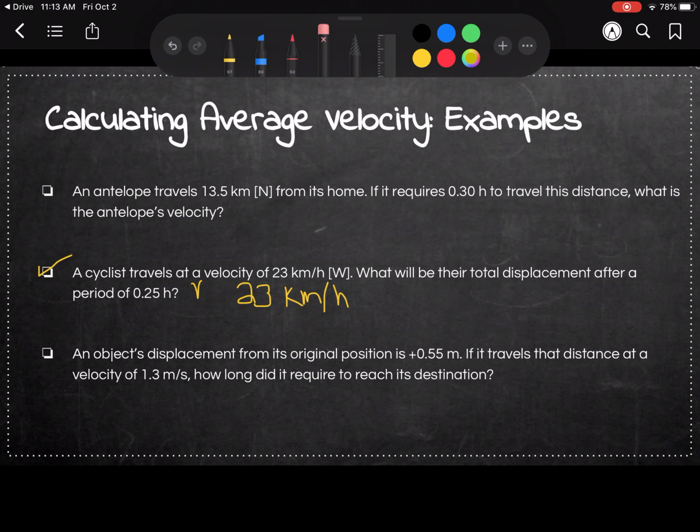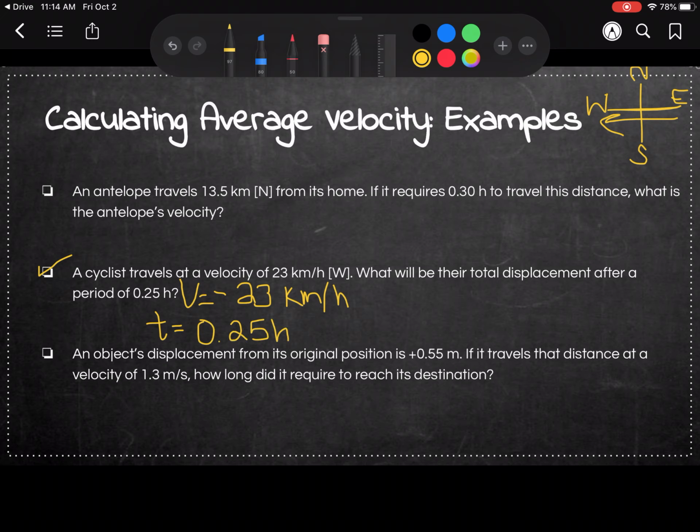When I'm writing this, I like to not worry necessarily about the west part, but put that in as a sign. So just a refresher over here: north, east, south, west. If I'm doing west, west would be in the negative direction because it's this way. So I'm going to put a negative there. What will be their total displacement after a period of, so they're giving us a time of 0.25 hours? Okay.